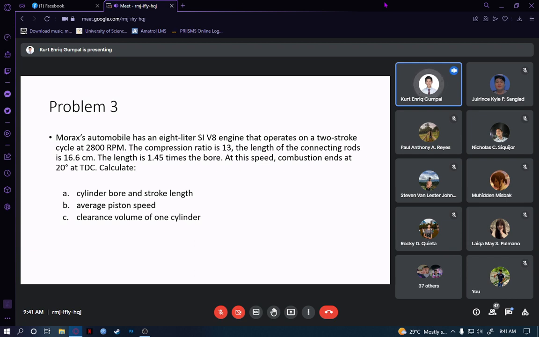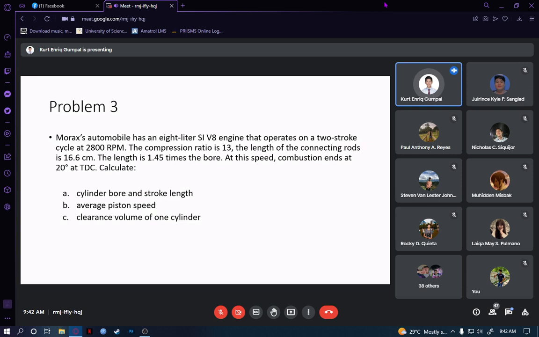Okay, let's do it step by step. Let's do it step by step again. So we start with your 8 liters. Let's isolate A. Your V8 is 8 liters. Now, divide it by the number of cylinders, that is divided by 8, so 1 liter. Okay? Your 1 liter is equivalent to 1,000 cubic centimeters. So if you want your answer directly in cubic centimeters, you have to use 1,000.